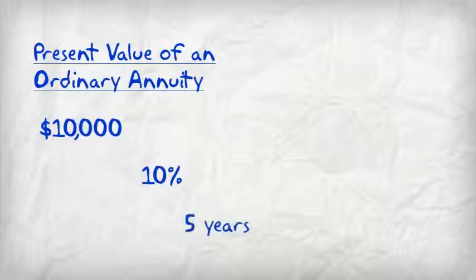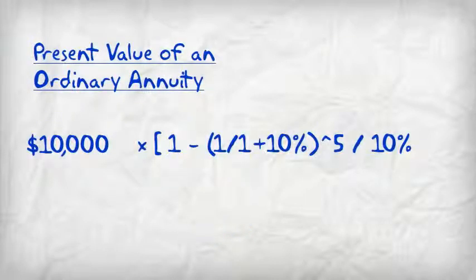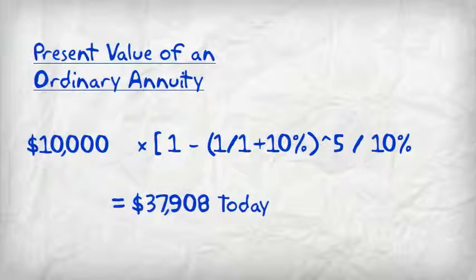Now let's suppose that Mike wants to take $10,000 out of his savings account each year for the next 5 years. With the present value of an ordinary annuity formula, he will be able to tell how much he will need to put in his account today in order to be able to afford to take out $10,000 each year. If the rate is 10%, he will take the payment and multiply it by 1 minus parenthesis 1 divided by 1 plus the rate, raised to t parenthesis, all divided by the rate. That means that Mike will need to invest $37,908 today to have enough for his future expenditures.